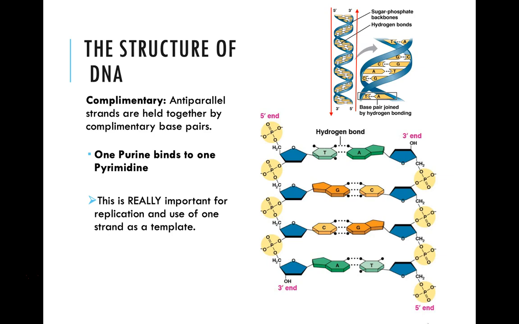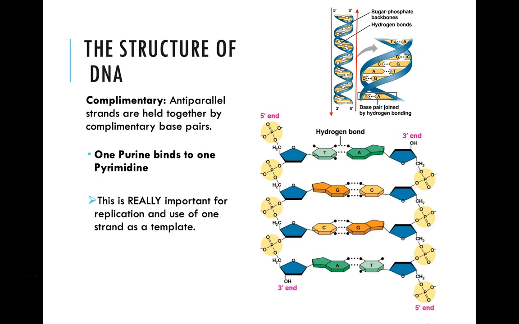The second key component of the structure of DNA is that it is complementary. So we said that the strands were anti-parallel and that they're held together in the center by hydrogen bonding between the nitrogenous bases. So one purine always binds to one pyrimidine, and I said this was important a few minutes ago. I said it was important that a double ring structure always binds to a single ring structure. When that happens, you get a regular width across the molecule.